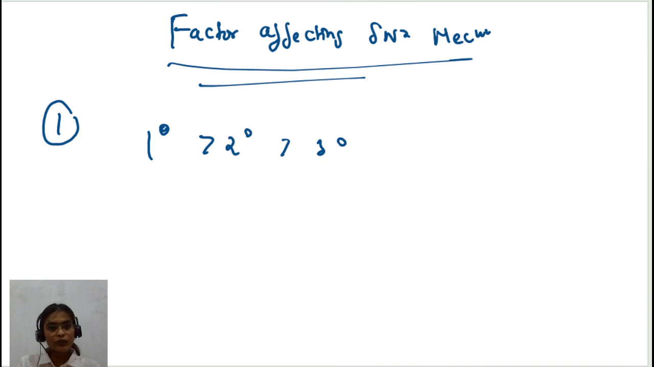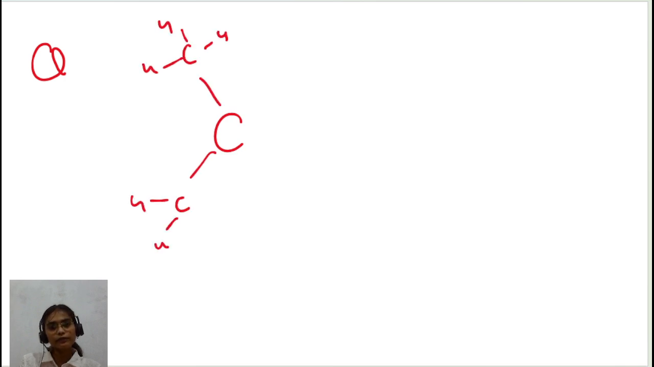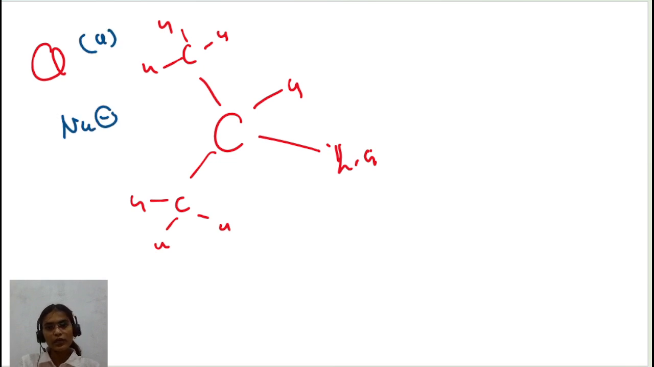Let me give you an explanation for this one. This is a question for you. I have this carbon, and let's say two CH3 groups are connected, one hydrogen, and one leaving group. Here the nucleophile is going to attack. This is condition A. And there is another, B. This is my carbon with hydrogen, hydrogen, and hydrogen, and the leaving group.